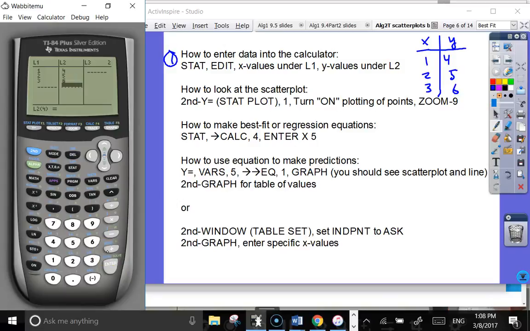Okay, now if you want to look at the scatter plot, you have to have the plotting of points turned on. And the way you do that is you go second, y equals. If you look at above y equals in blue, it says stat plot. So you go second, y equals. And if you look across from number 1, like mine right now, it says off. That means it's not plotting points. So I need to hit 1 so that I can turn on the plotting of points.